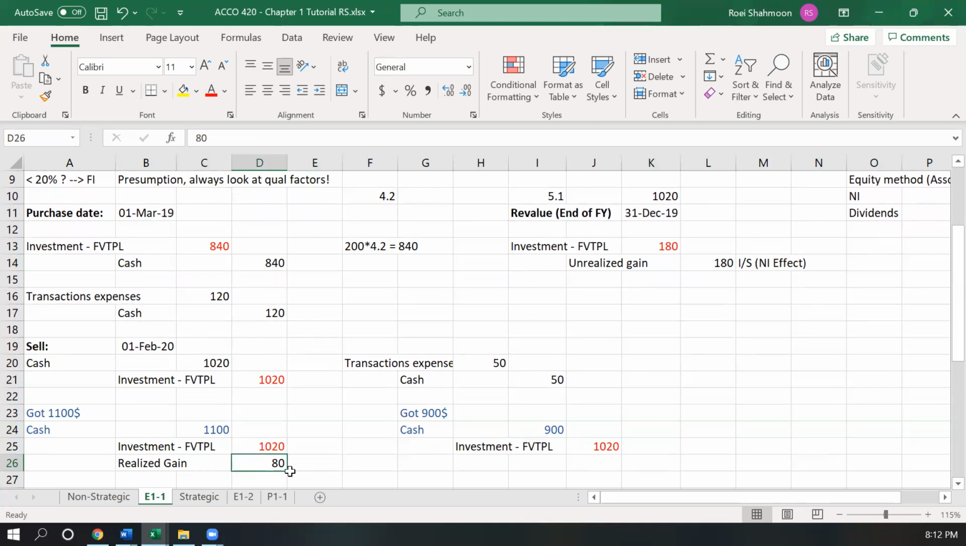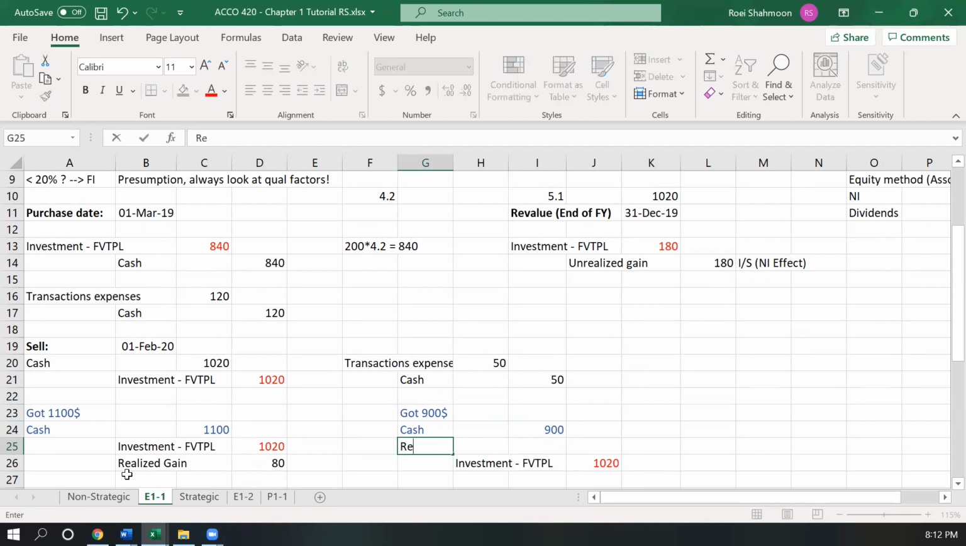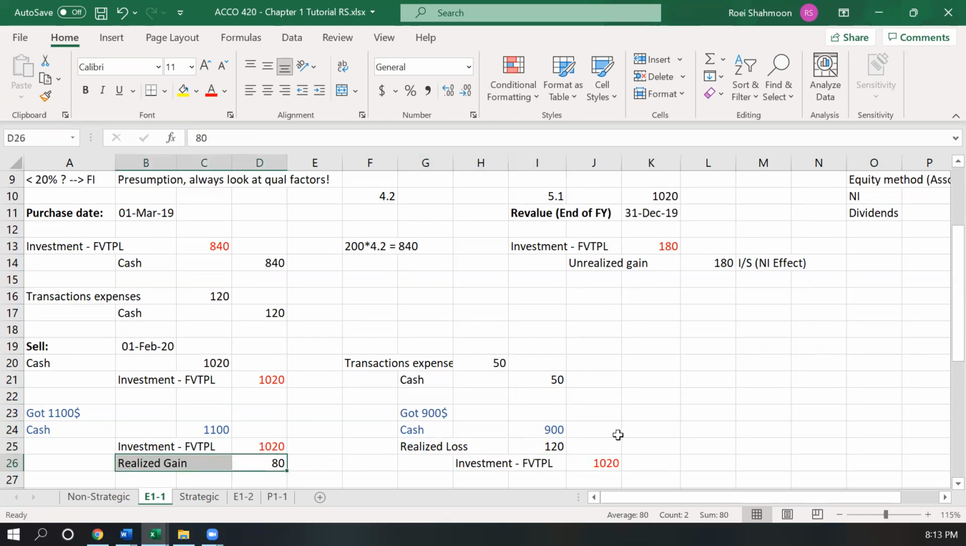Because on the day of sale, I have more money than I thought I would. And over here, I'm off by a debit balance. So this would be a realized loss for 120. So this is really the way to solve these problems. And of course, this is your income statement account that you're going to have, FVTPL. So directly on your income statement, directly through your net income.